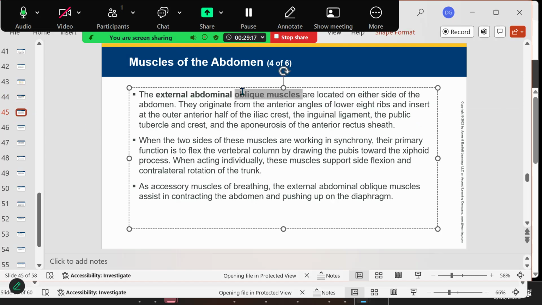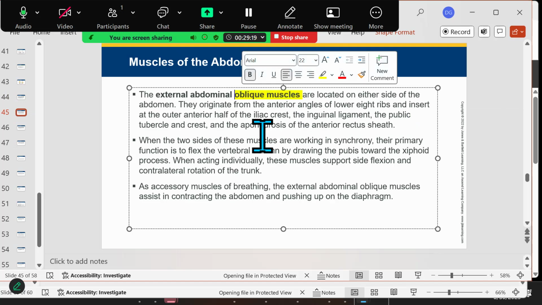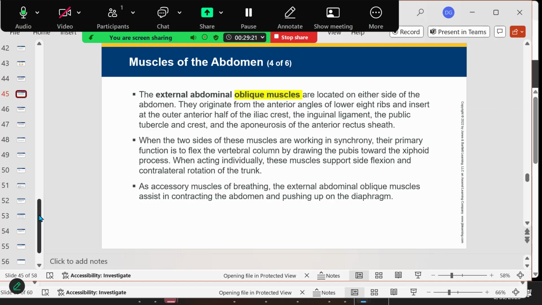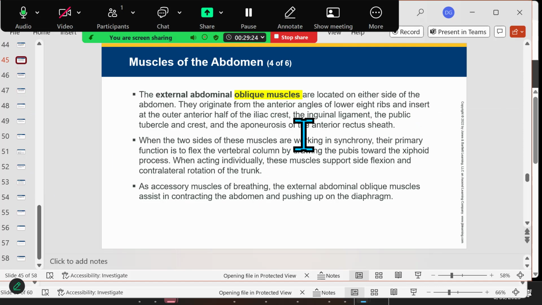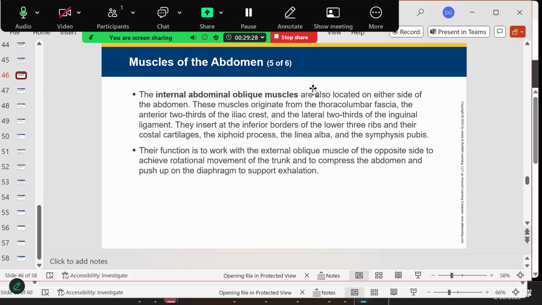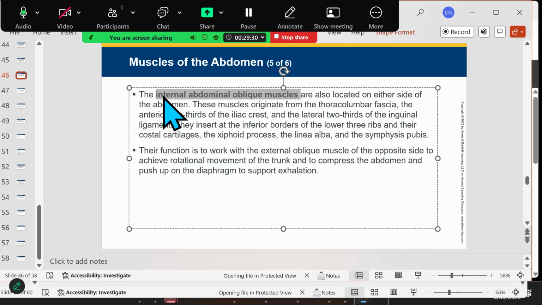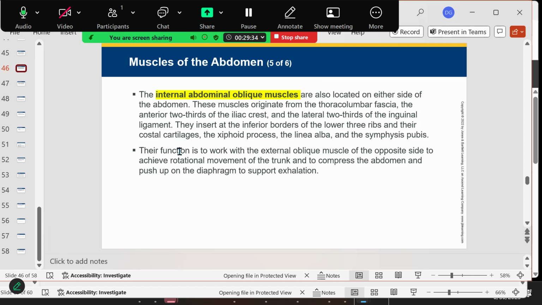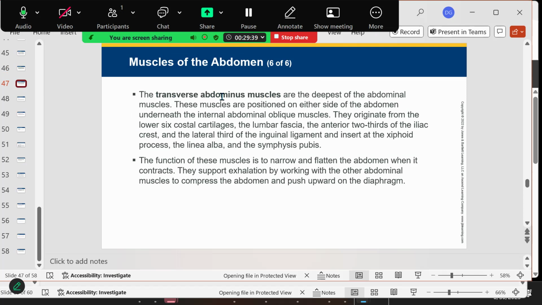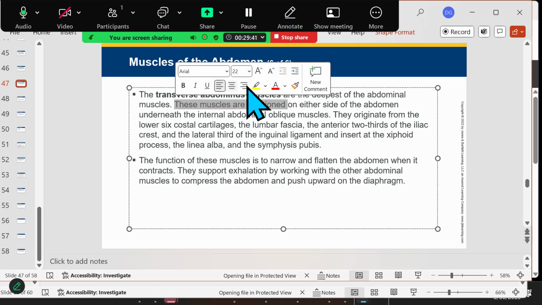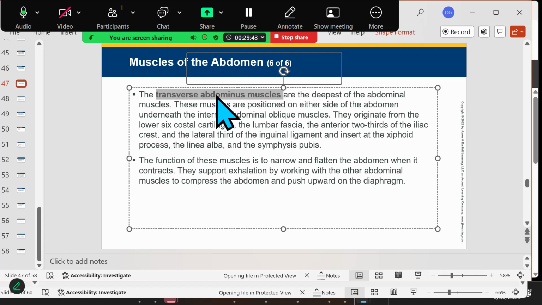External obliques, yep, they're also involved. I'm not spending a lot of time on these slides because you don't need to know a lot of detail here. They're just all the belly muscles involved in exhalation. That's what you might say on a test: when are the abdominal muscles kicked in? The answer is during exhalation, not inhalation. Transverse abdominal. There are all these different belly muscle groups.